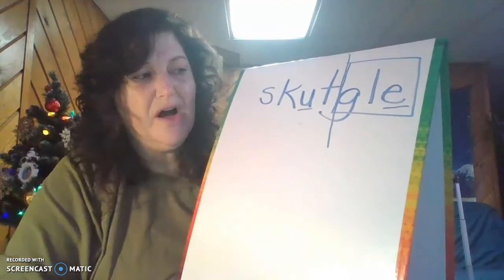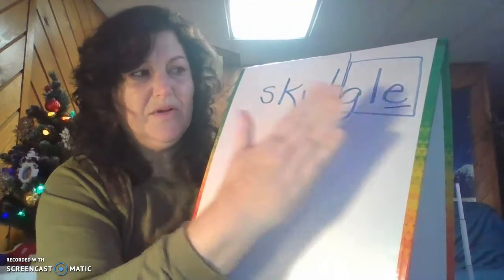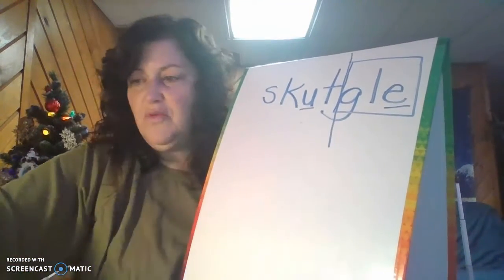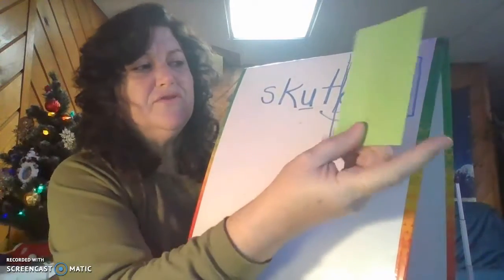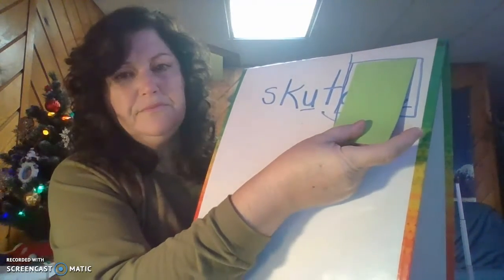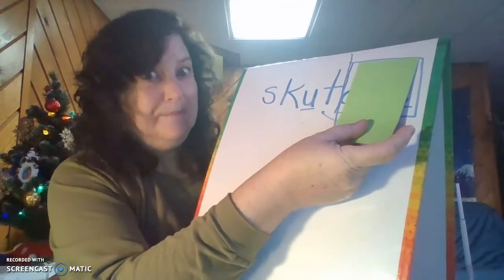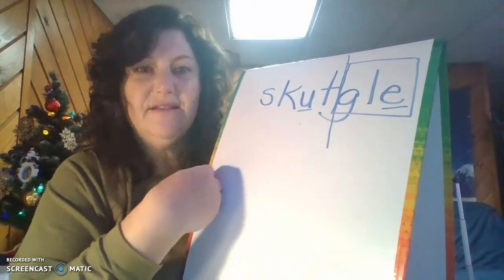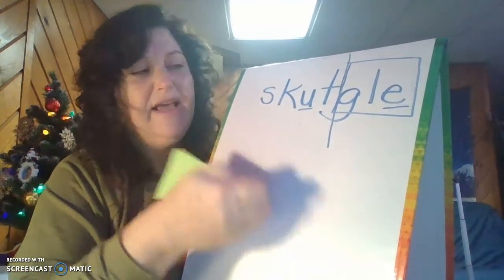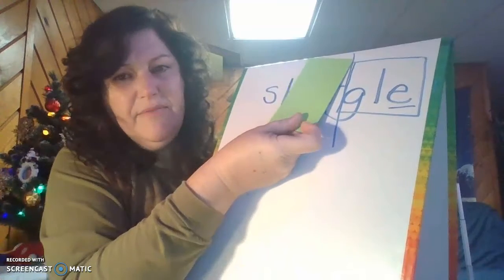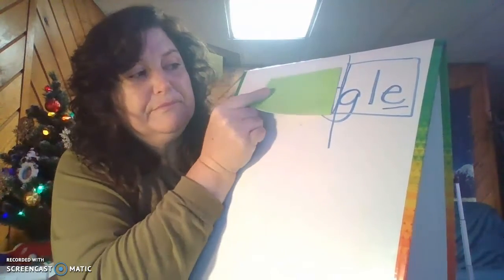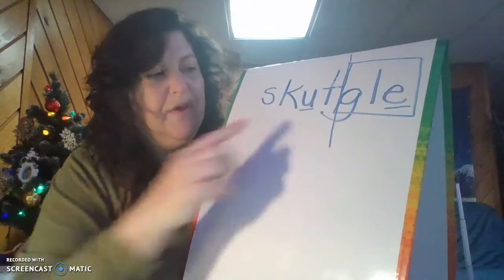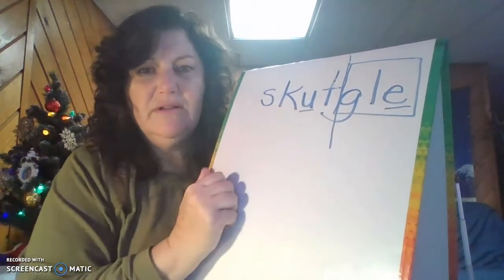Okay, remembering that this is going to have a break here. So we've got two different kinds of syllables. We've got this one and this one. So this is a two-syllable word. Let's look at the first syllable. You're right. If you said scut, pat yourself on the back. You're right. And the last syllable type, gul. Put them together. We've got a scutgul.